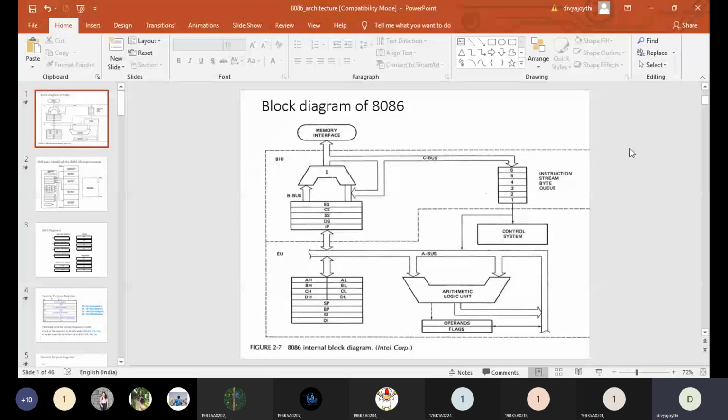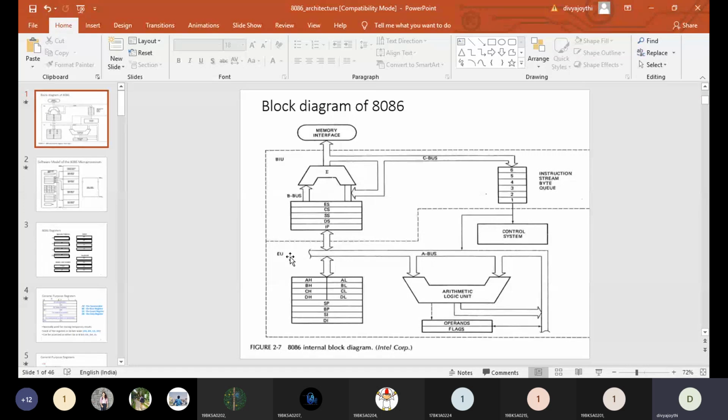As per our last class discussion, in the features, I have mentioned that 8086 architecture is being divided into two units. Here is the internal architecture or the block diagram of 8086 microprocessor. Here you can clearly see that there are two parts in its architecture. The upper part is written as bus interface unit, BIU, and the lower part is written as execution unit, EU.